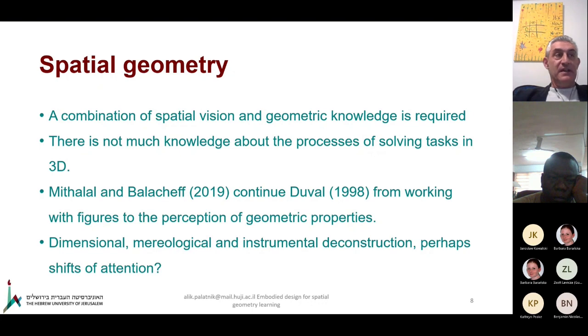Spatial geometry demands a combination of spatial vision and geometric knowledge. There is not much knowledge about the processes of solving tasks in 3D. Mittal and Balachev, in their recent papers, continued Duval's work from working with figures to the perception of geometric properties. This process, when students perceive some figure and from this continue to the perception of geometric properties, is also relatively little studied.